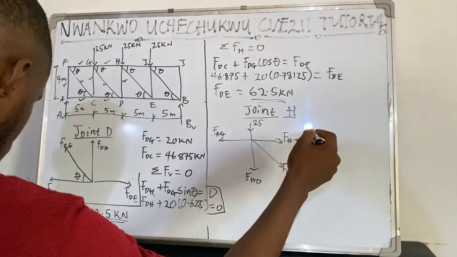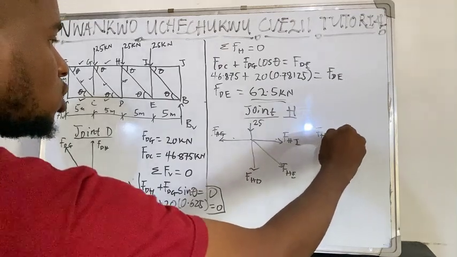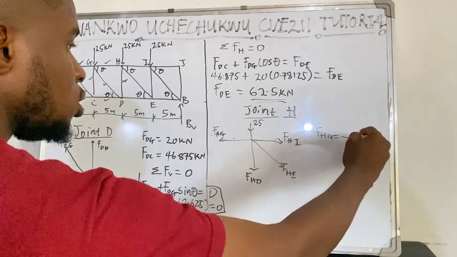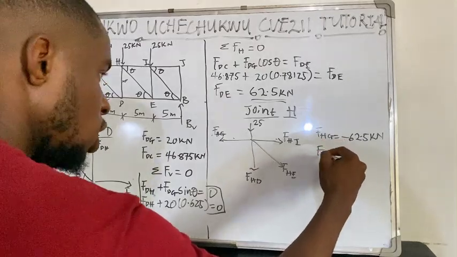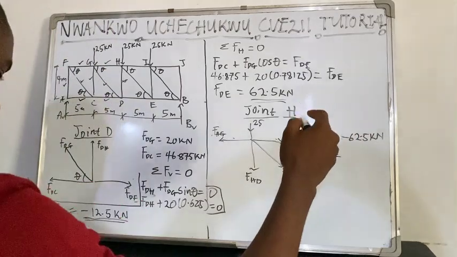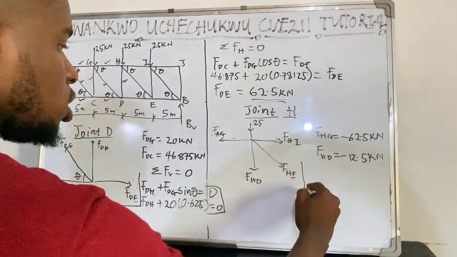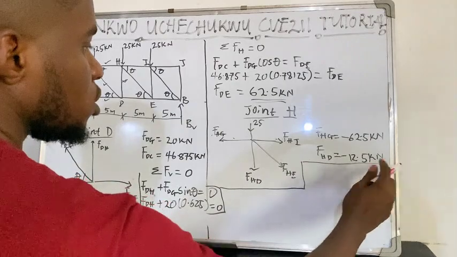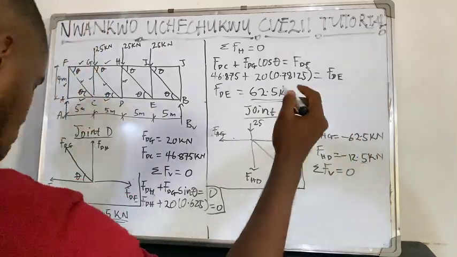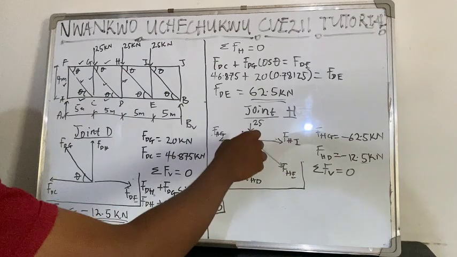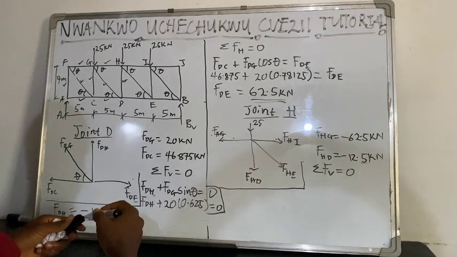So what are the things that we already know? We know FHG, from our previous calculations, is 2.5 kilonewtons. And we know that FHD as well, which is known, is equal to minus 12.5 kilonewtons. Right? So we start with summation of vertical forces, and from our vertical forces, we have this. We have this as well when you resolve it. So the three of them are acting in the same direction.